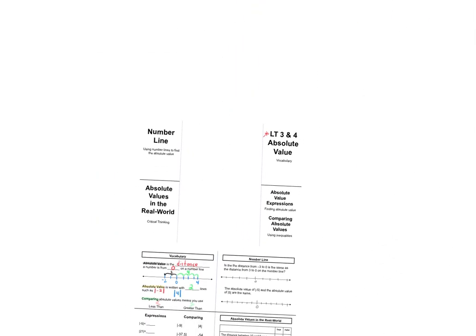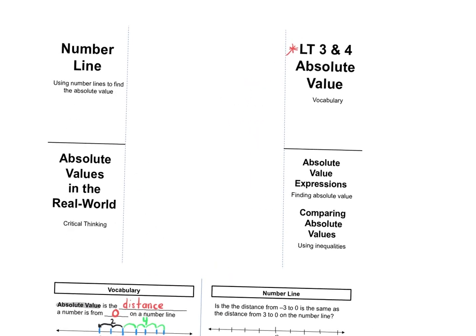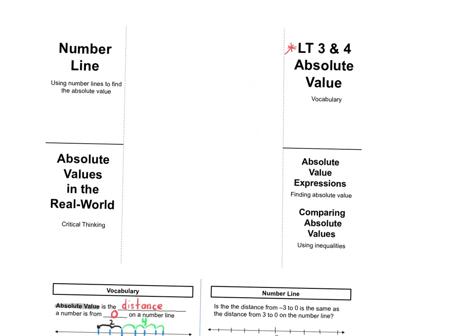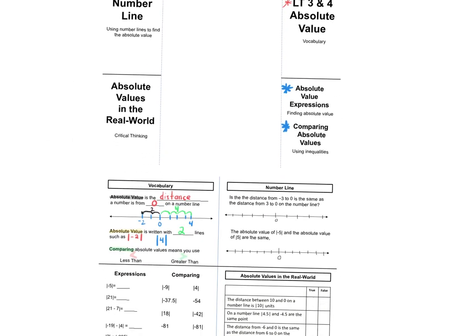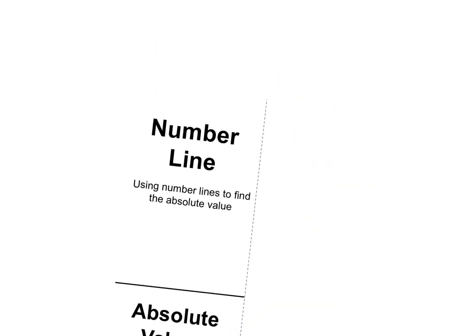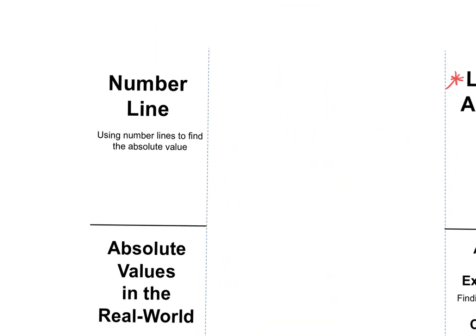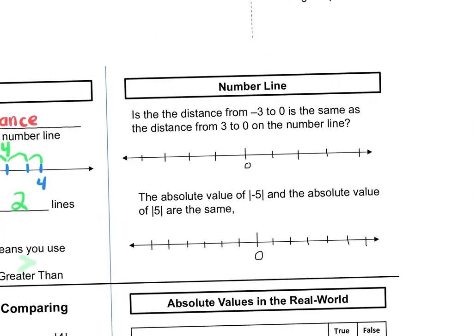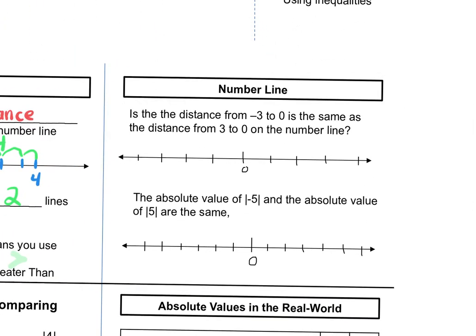So we are done with absolute value vocabulary. And now let's go to the tab that's called absolute value expressions and comparing absolute values. So we're going to do 2 things in one shot. In fact, let's do number line next, just so that we can stay in the order that we were already working in. So I'm going to erase that, and we'll go to the tab called number line. Okay, using number lines to find the absolute value.